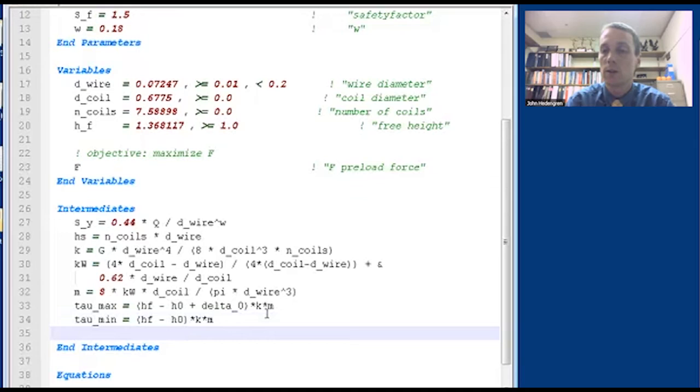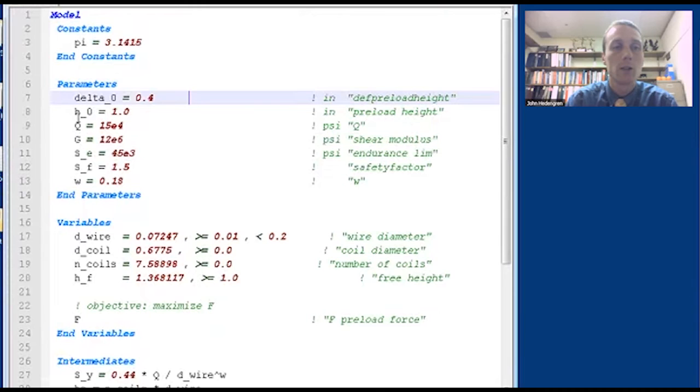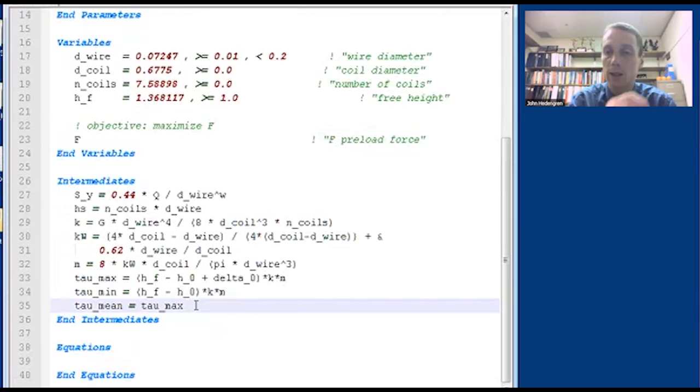Let me scroll down just a little bit here on the equations. Now I'm going to do my mean tau. That's going to be tau max. Okay, let's see. HF. Good comment, Dustin, thanks for saving me on that. I have to put underscores there because I had those defined as underscores, right here and right here as well. Good catch on that one. So tau max plus tau min divided by 2.